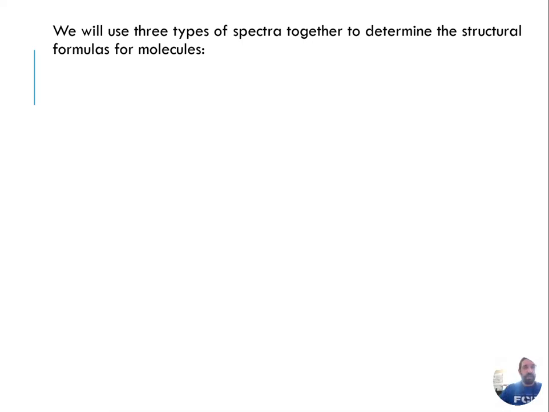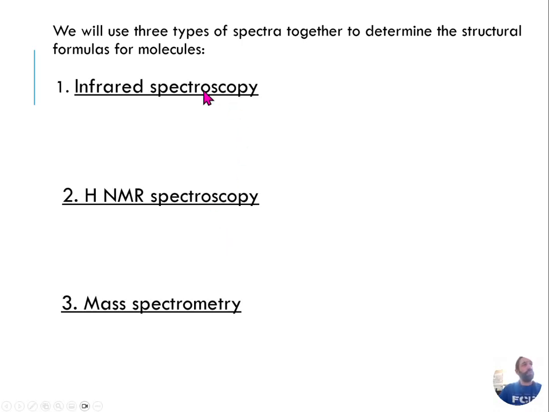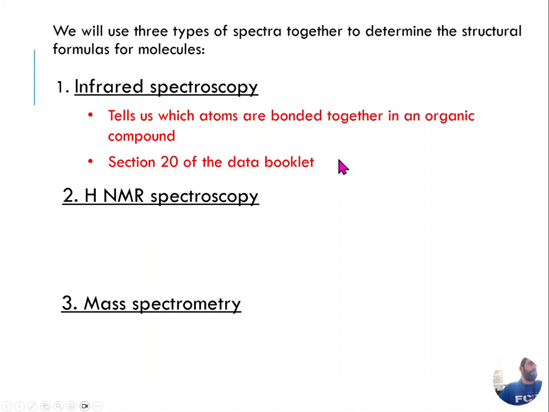Now, in order to keep this video short, I'm going to go through each one pretty quick. Make sure you have an IB chemistry data booklet handy so you can refer to it as we go. All right, so the 3 types are infrared spectroscopy, HNMR spectroscopy, and mass spectrometry. So the infrared tells us which bonds we have present in a molecule. Because it tells us which bonds we have, infrared spectroscopy can be used to identify functional groups in molecules. You can find infrared data in section 20 of the data booklet.